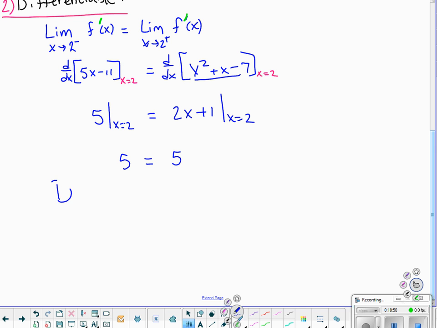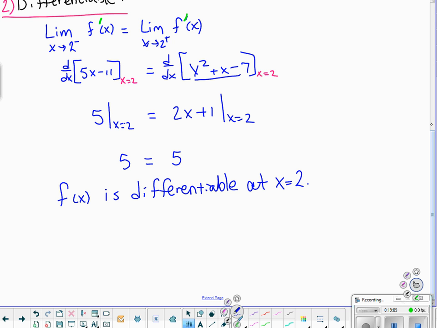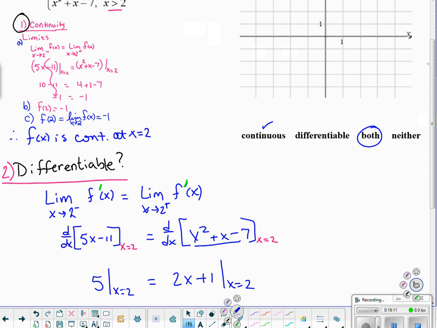It is f of x, rather than saying it, which is not very specific. f of x is differentiable, which means we can find the derivative at x equals 2. So in this case, our function has the characteristic of both. It's both differentiable and continuous.